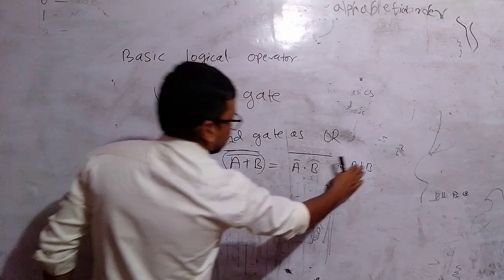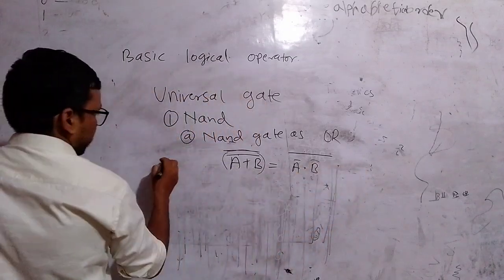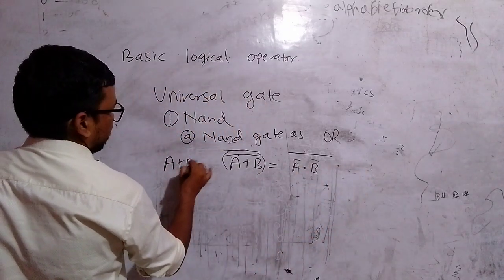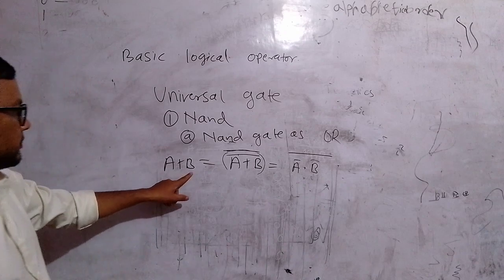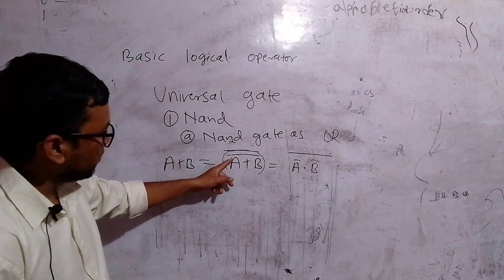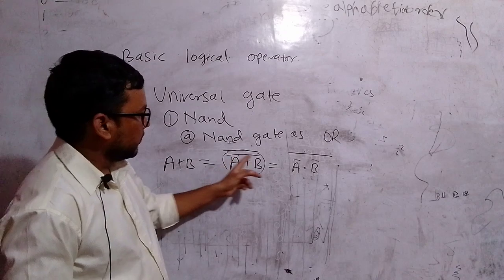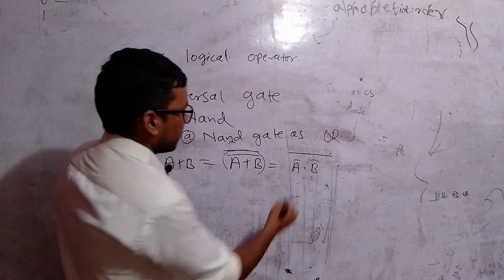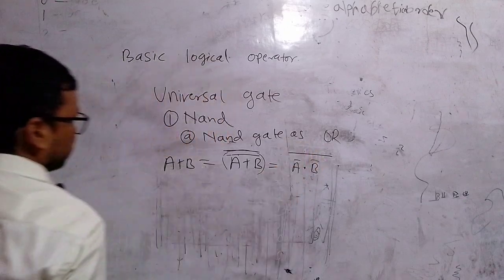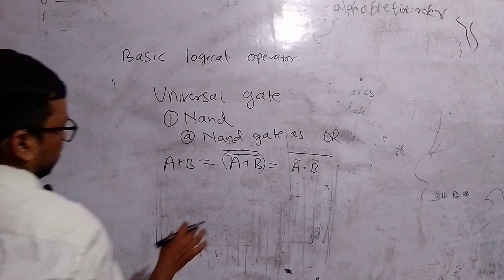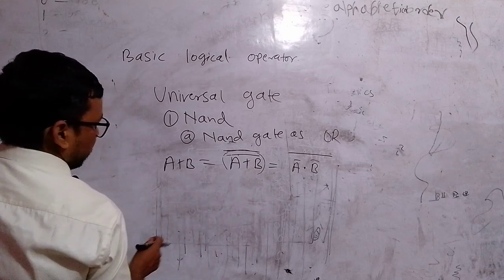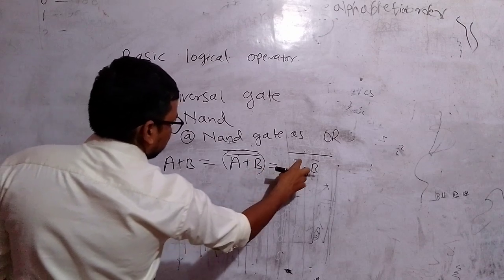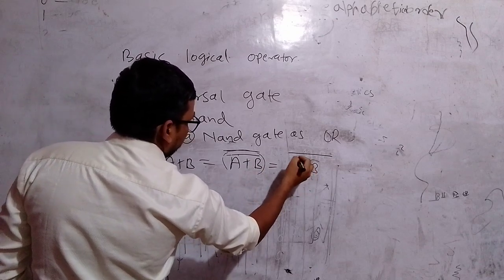Now we can write here also A plus B. For A plus B, we can write a double complement, and we can rewrite it as this by applying De Morgan's rule. Now let's draw a diagram.